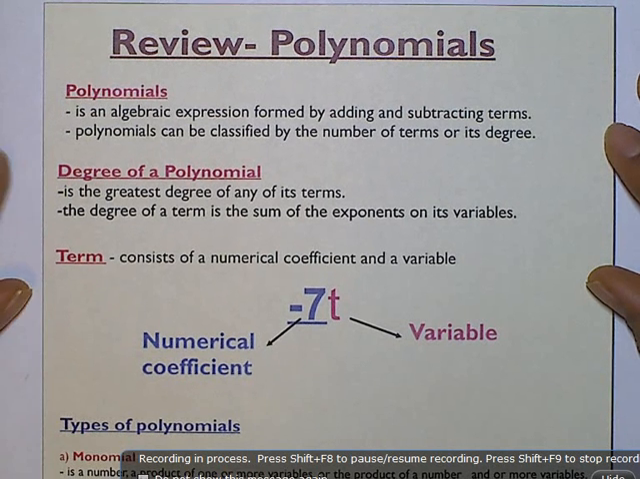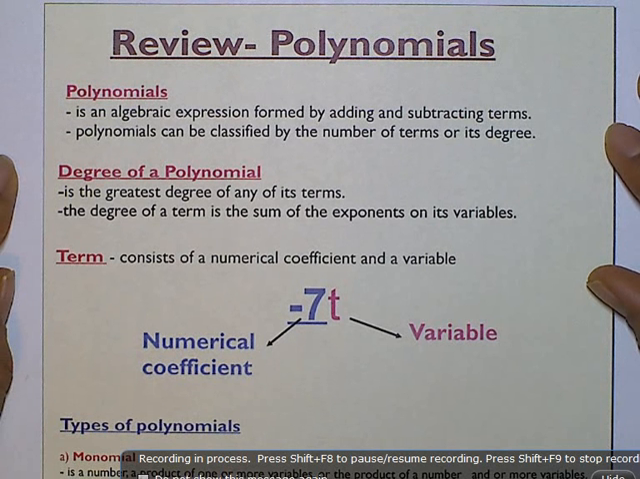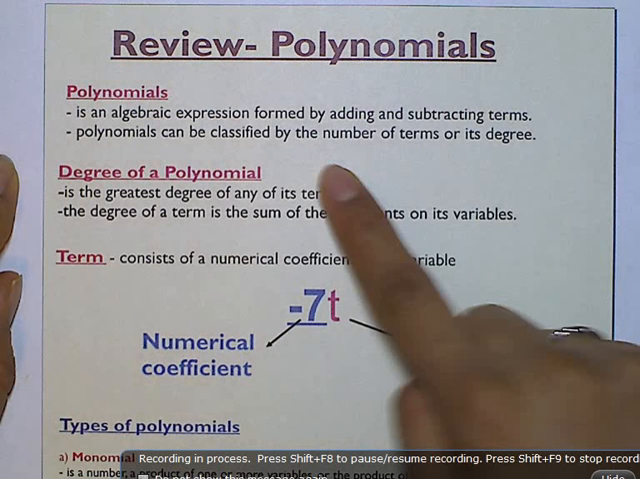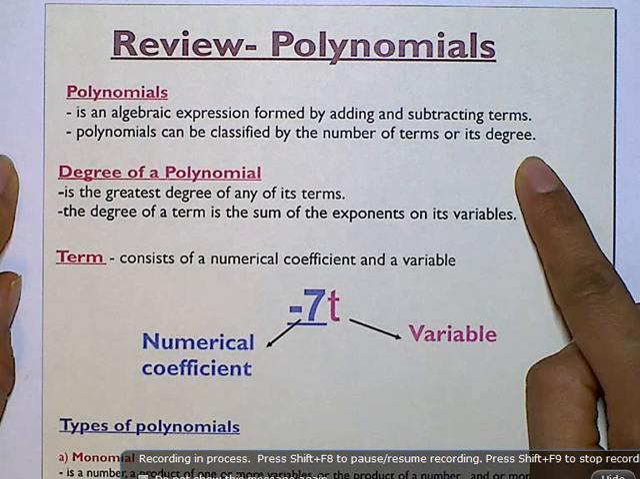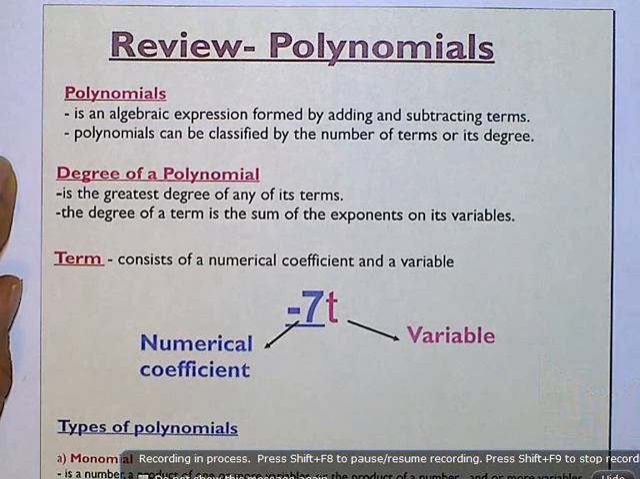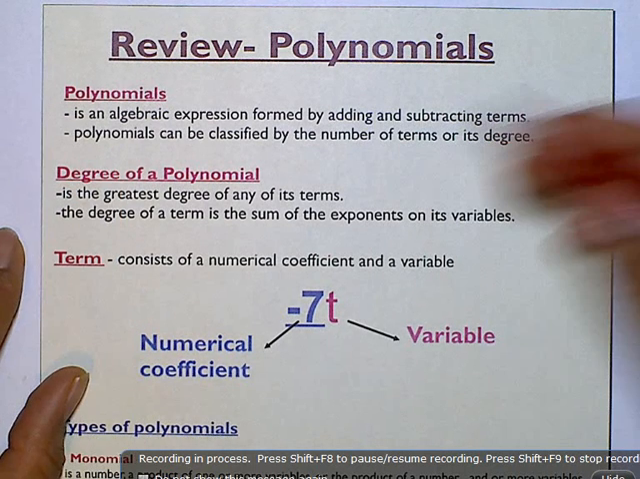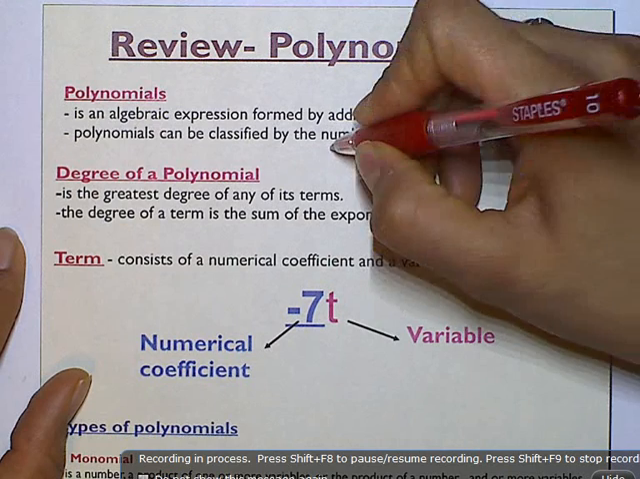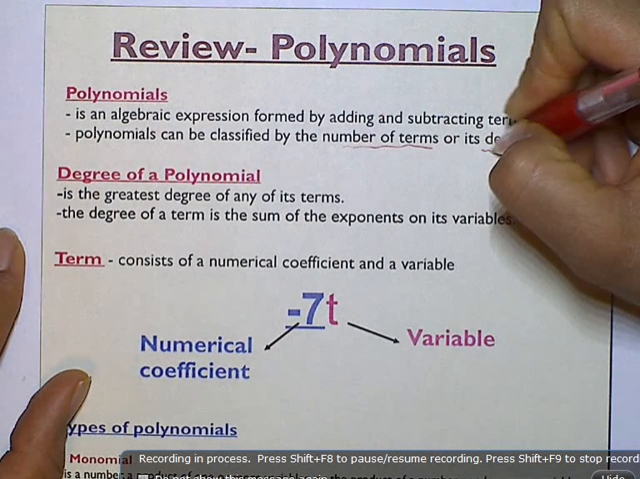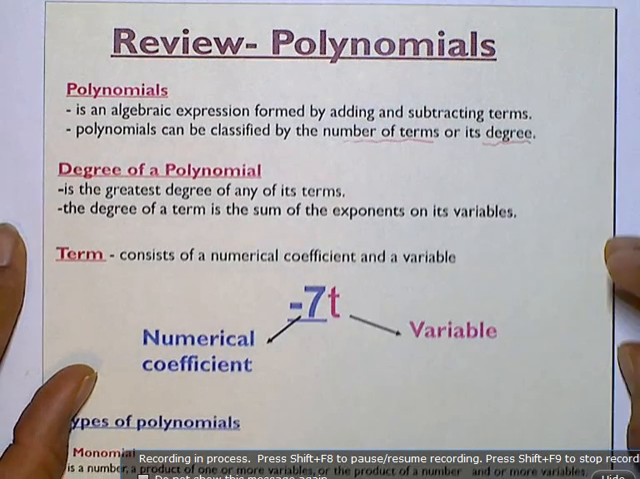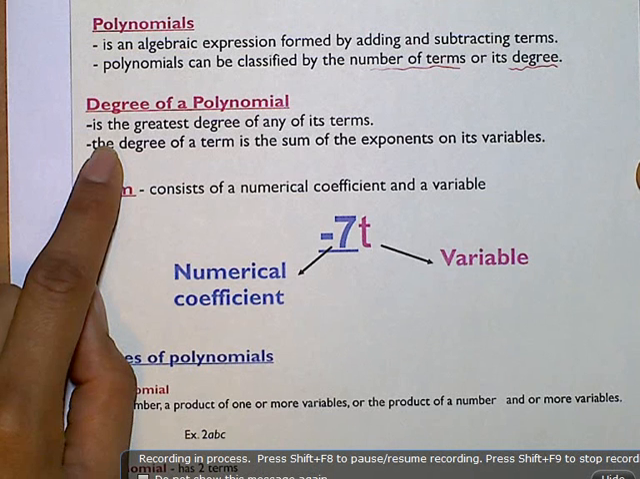Alright, so first of all, a polynomial is basically an algebraic expression formed by adding and subtracting terms. And they're basically classified by the number of terms or its degree, and I'll show you what that means. So if I ask you what type of polynomial it is, you're going to be classifying that with either the number of terms or its degree. But what does the degree of a polynomial mean? It is basically the greatest degree of any of its terms, and I'll again do an example.